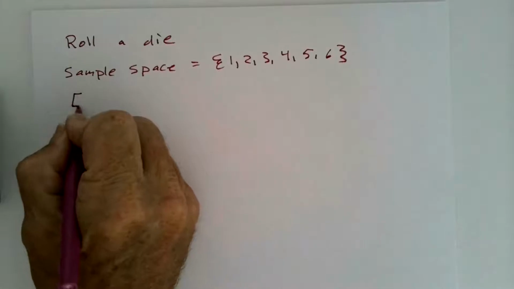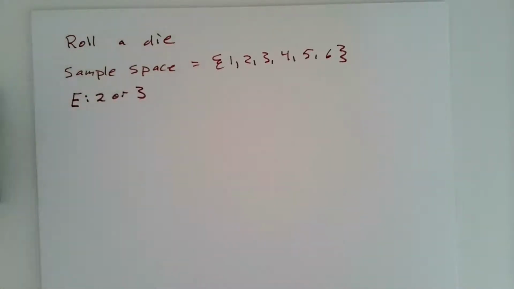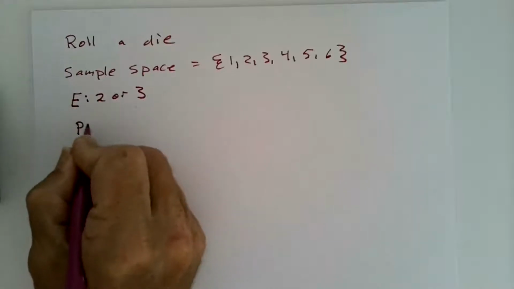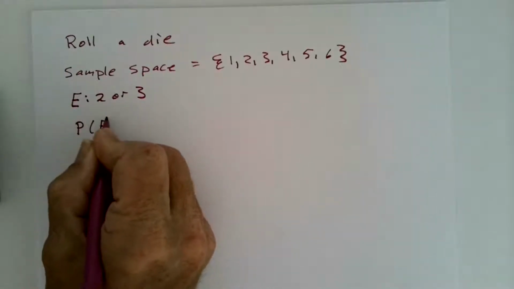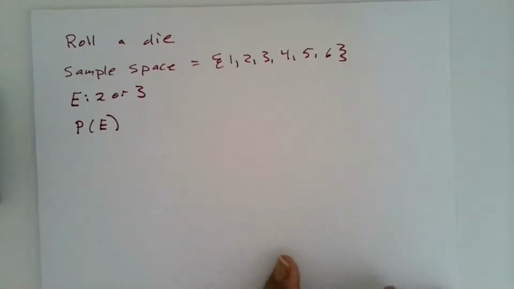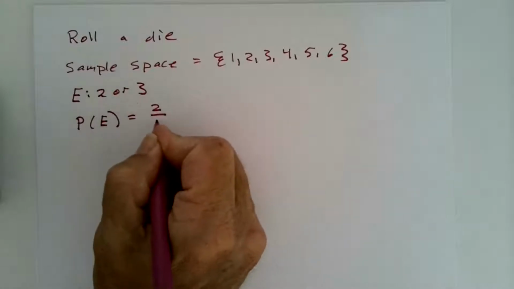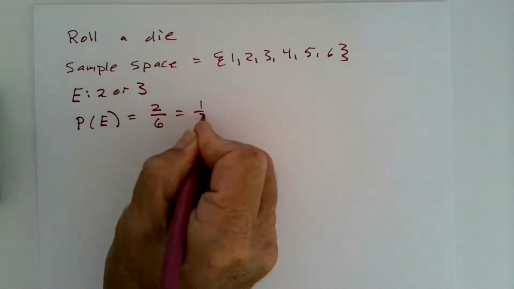If E is our event, that we get either a 2 or a 3, the probability of E is the number of successes divided by the number of total, again, if we have a sample space where all events are equally likely. So the number of winners, 2 or 3, out of 6, or if you like, 1/3.